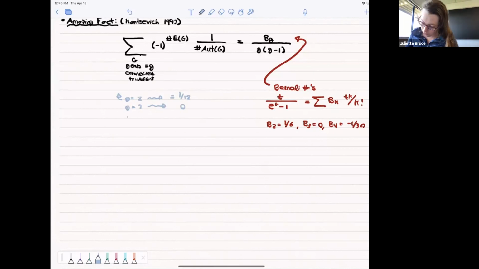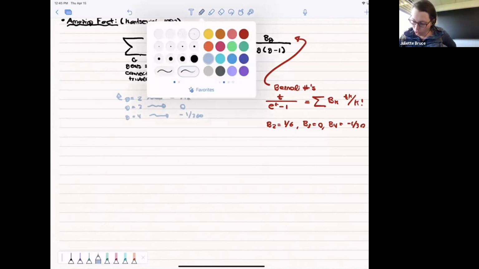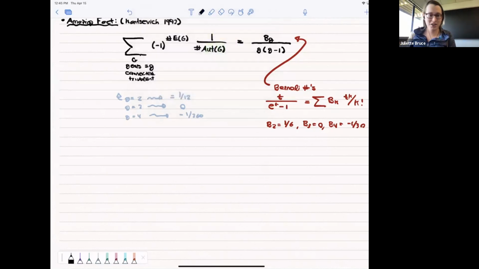And when G equals 4, it's negative 1/360. So I don't know. This is just an amazing fact that I think is cool and will come up later in the talk. So let's put this aside in a box for a little bit of time and move on.